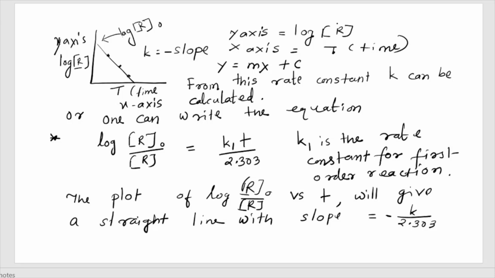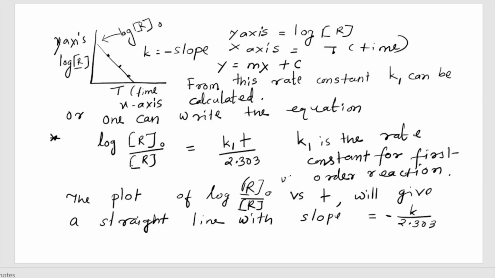Clear now? So here you will get a straight line for different intervals of time, and from this also one can calculate the rate constant, or one can write the equation in the form log r0 by r equals kt by 2.303, or you can put k1. What is k1? K1 means first order rate constant. If you put only simply k, that indicates a rate constant. If you put k1, then it is first order.